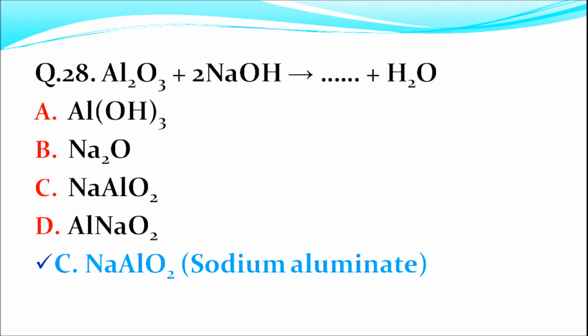Next question. Balance the equation and fill in the blank. Al2O3 plus 2NaOH gives a blank plus H2O. Aluminum oxide plus sodium hydroxide gives a blank plus water. What is the option? Option A, aluminum hydroxide Al(OH)3, Na2O sodium oxide, NaAlO2 sodium aluminate, AlNO2. So aluminum oxide plus 2NaOH gives NaAlO2 sodium aluminate plus H2O. That means option C, NaAlO2, is the correct answer.